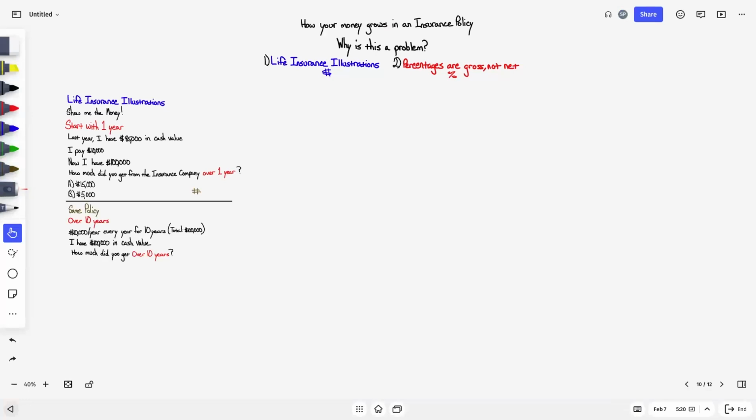So if we take that same life insurance policy and look at it over a 10-year period, let's pretend that you pay $10,000 per year every year for 10 years. That's a total out-of-pocket of $100,000. If you have $100,000 in cash value, what did you get from the insurance company over 10 years? You paid 100, have 100. That means you got 0. At this point in time, you've only gotten your money back. Not that attractive.